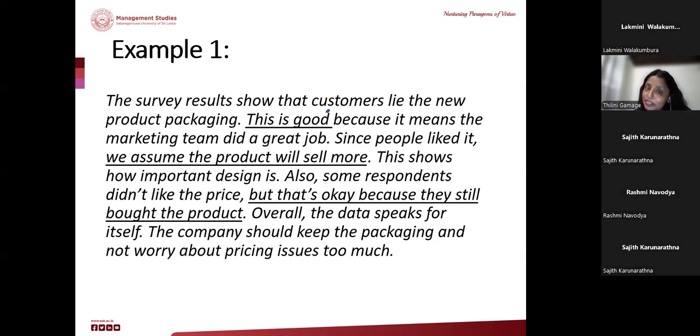See, the survey results show that customers like the new product packaging. This is good because it means the marketing team did a great job. Since people liked it, we assume the product will sell more. This shows how important design is. Also, some respondents didn't like the price, but that's okay because they still bought the product. Overall, the data speaks for itself. The company should keep the packaging and not worry about pricing issues too much.